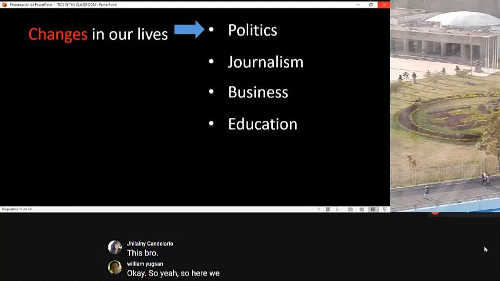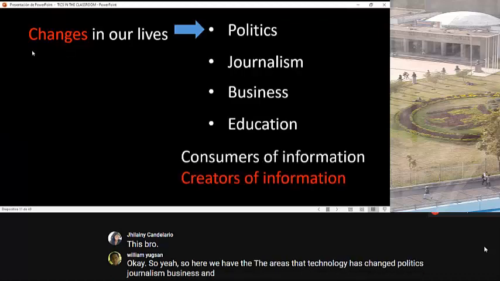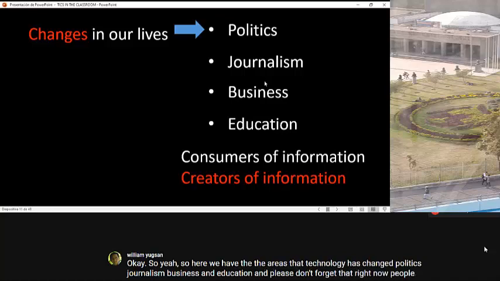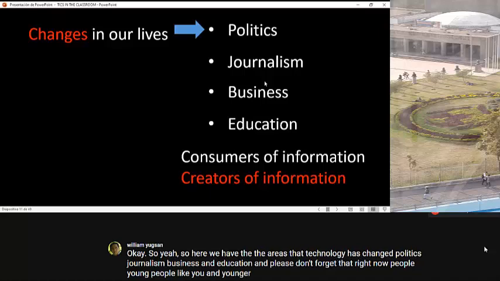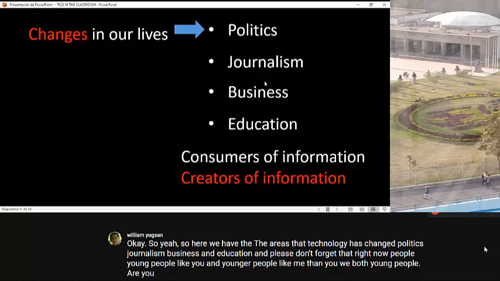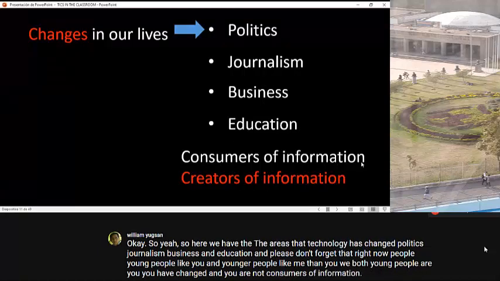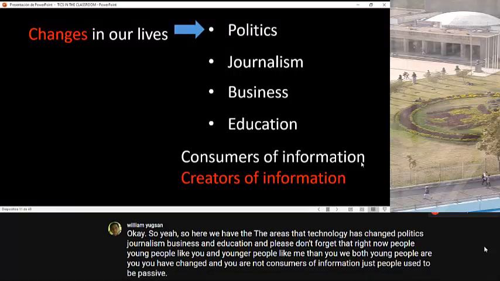So here we have the areas that technology has changed: politics, journalism, business, and education. And please don't forget that right now, young people like you and younger people than you have changed, and you are not just consumers of information. People used to be passive consumers of information. La gente era como un consumidor pasivo de información.